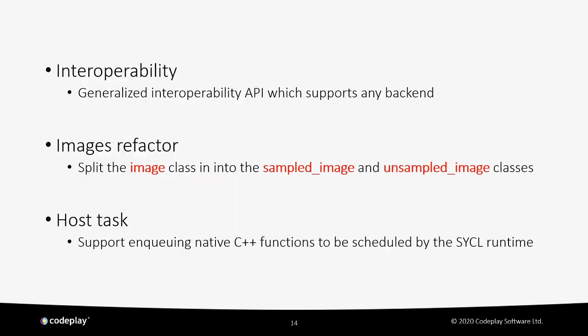A few other proposals I'd like to cover quickly. Generalization of interoperability to support different backends rather than just OpenCL. A refactoring of images to replace the current SYCL 1.2.1 image class with the two sampled image and unsampled image classes. And finally, the host task, which allows for native C++ functions to be scheduled by the SYCL runtime using the existing SYCL memory model.